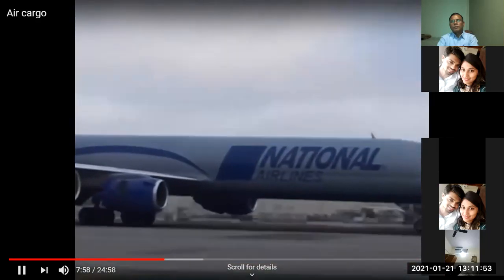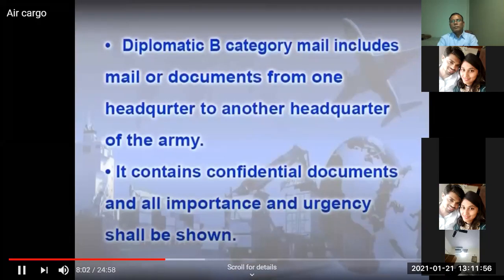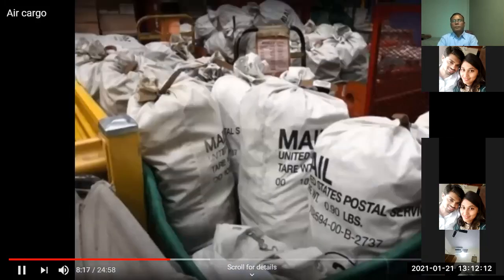the mission. Diplomatic B category mail includes mail or documents from one headquarters to another headquarters of the army. It contains confidential documents and all importance and urgency shall be shown. This bag is also surrendered 30 minutes before the departure by a designated army official and manifested in the cargo manifest and forwarded to the aircraft. Bags will undergo a security screening by passing through X-ray. On receipt, the arrival station will deliver it to the designated army personnel against signature.